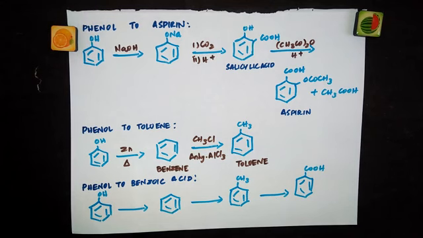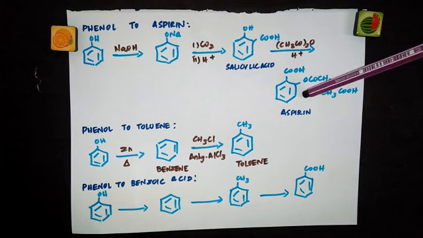We have already seen how to convert phenol to salicylic acid in Kolbe's reaction. Treating phenol with NaOH to give you sodium phenoxide, and then treating it with carbon dioxide followed by acidification will give you salicylic acid. What is salicylic acid? Having COOH group in the ortho position of phenol. So when you acetylate salicylic acid with acetic anhydride, in the presence of concentrated sulfuric acid, you are getting aspirin.